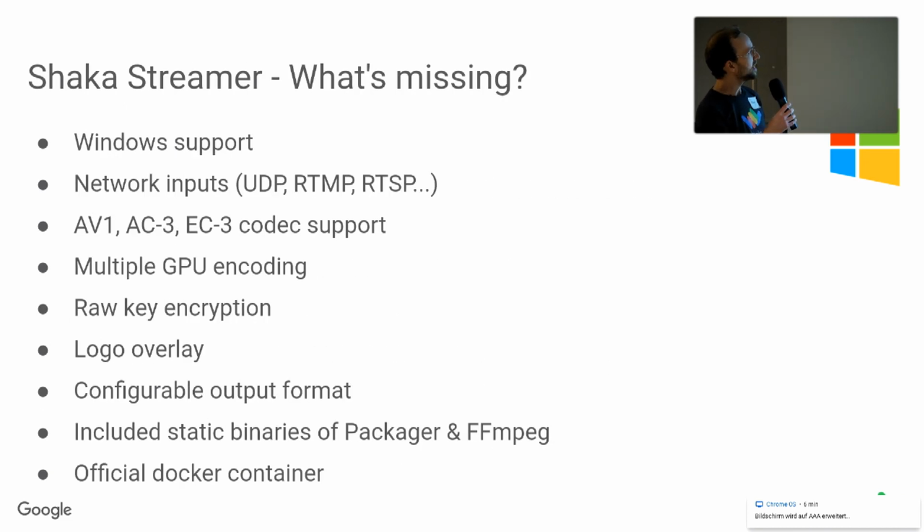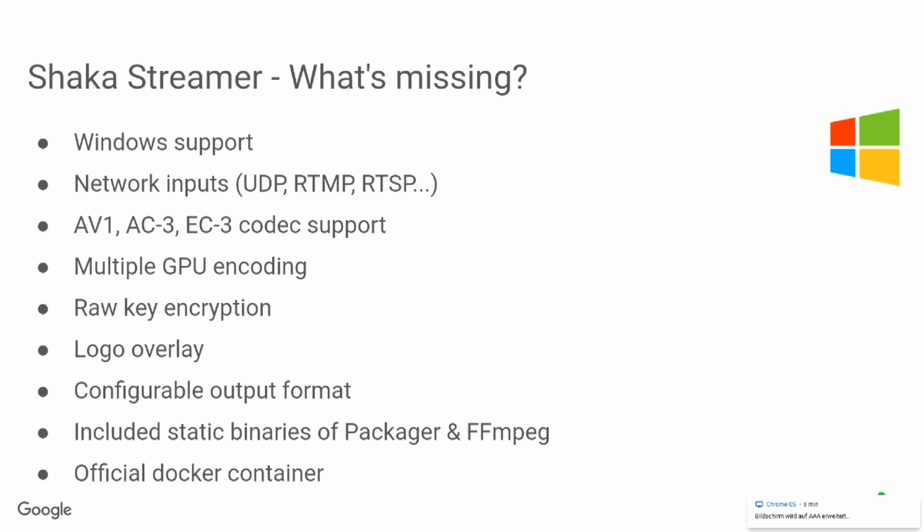What's missing is Windows support, because we have not managed to get FFmpeg to talk to a Windows named pipe yet. We're missing network inputs, which will be relatively easy to add when we do. AV1, AC3, and EC3 codec support have all been requested. Multiple GPU encoding on Linux is not yet supported, but that's fairly simple to add considering that FFmpeg does support it. Raw key encryption, where you can specify your own keys and your own PSSHs, that's coming as well.